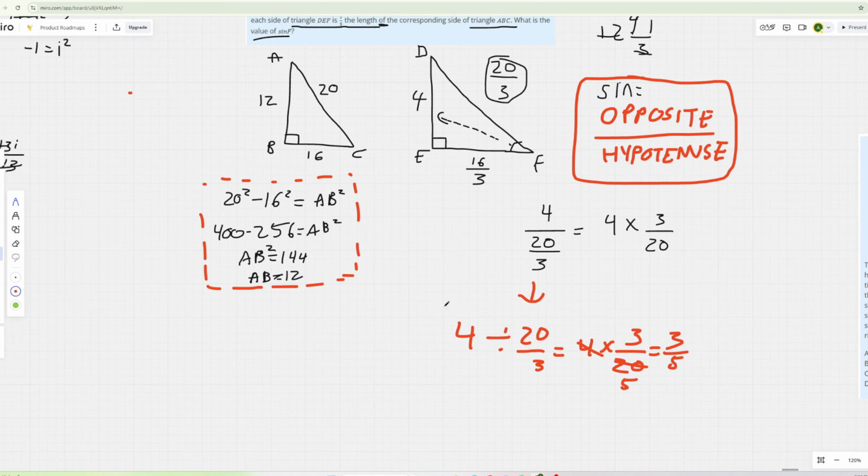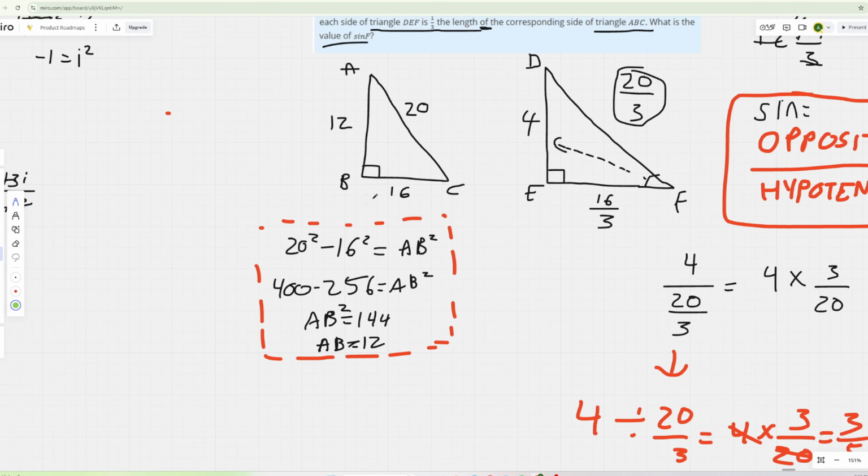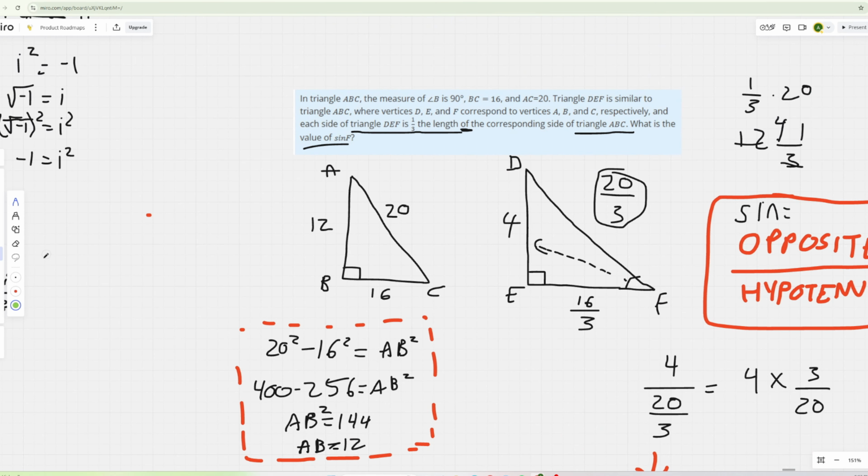So now our final answer, I'll put it in green for it to stand out, but like a thinner green. Sine F equals 3 over 5. And that's my answer.